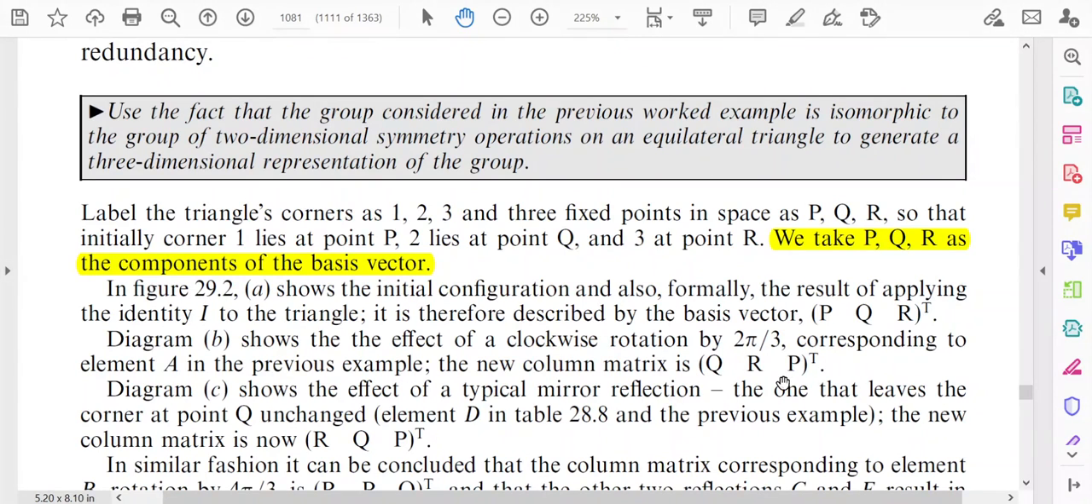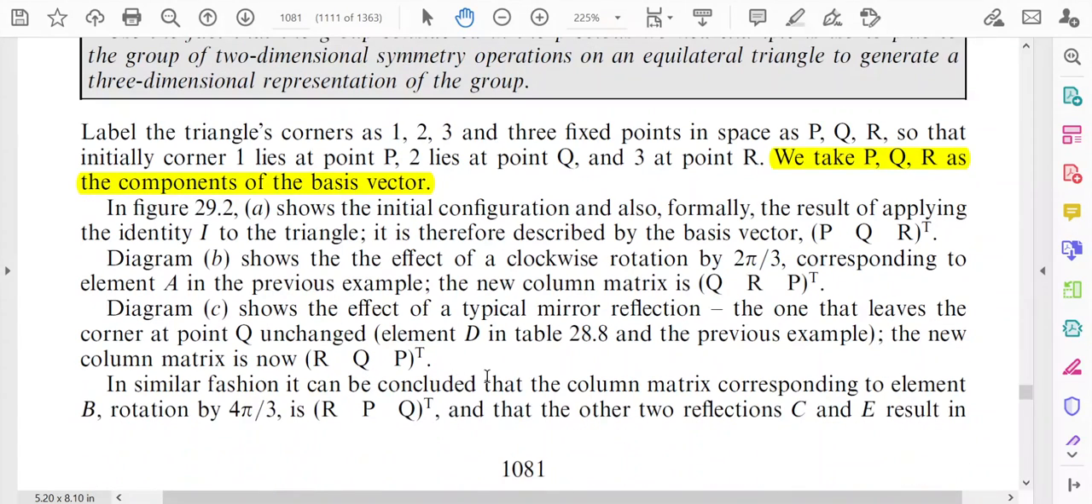So the second operation we can denote by QRP transpose, and for the mirror reflection, the new column matrix is RQP transpose. In a similar way, we can calculate different column matrices for different types of operation.